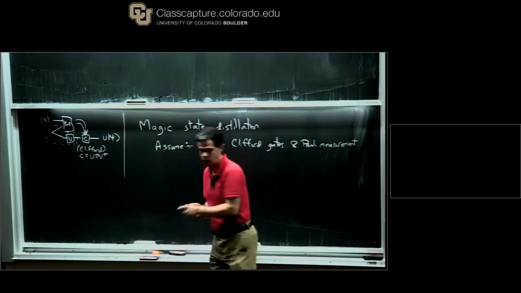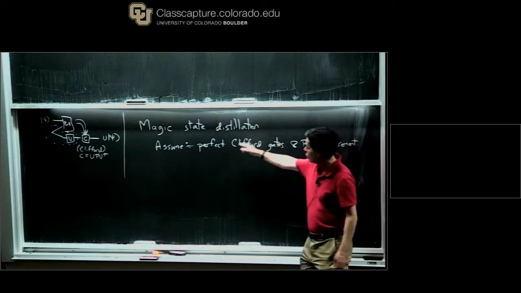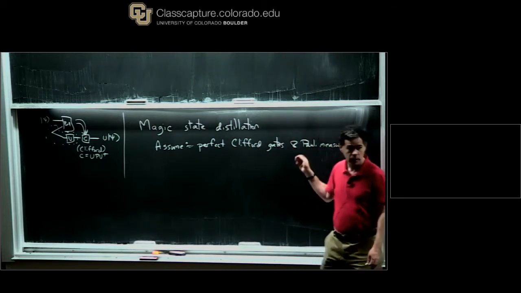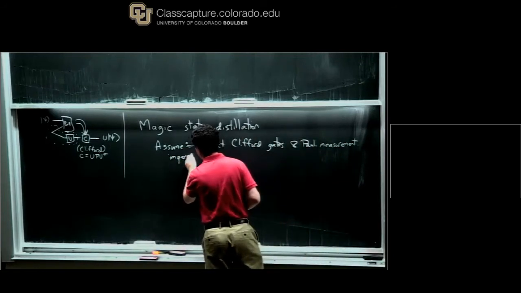And so we're going to forget about the error correcting codes we've been using so far for the moment and focus on a model where we know how to do this, but we have imperfect non-Clifford group gates.